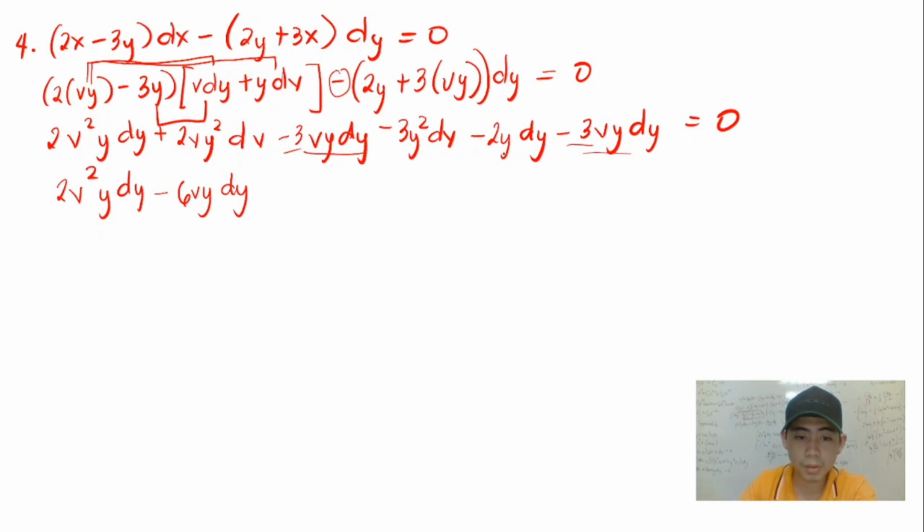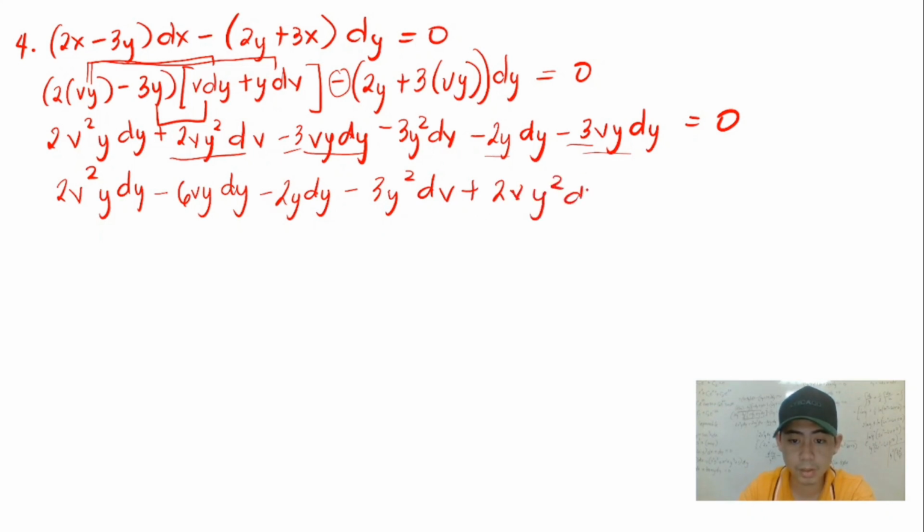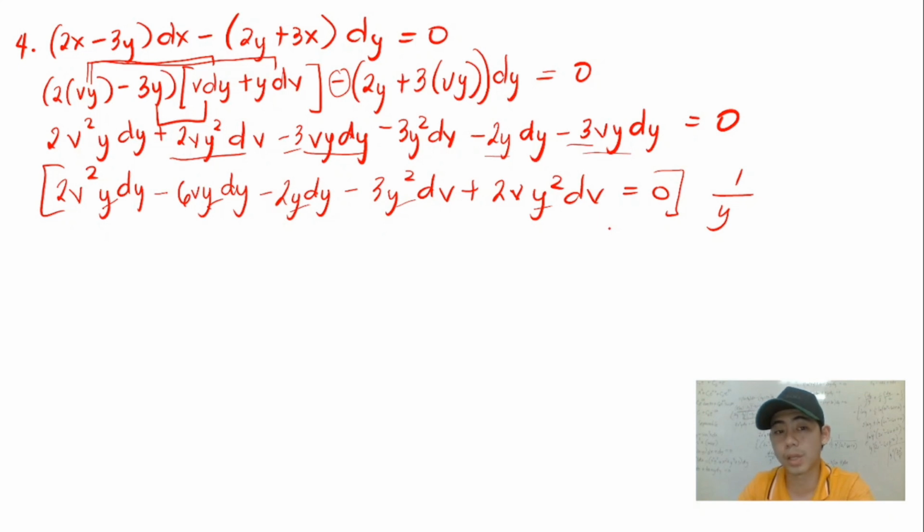Okay? Tapos, minus 2y dy mga lods. Okay? Tapos, minus 3y squared dv plus 2vy squared dv is equals to 0. Okay? So, kung mapapansin nyo, lahat ng term natin is merong y. So, merong y, lahat yan meron. Okay? So, para mas ma-reduce natin yung equation natin, divide the whole equation na lang sa y or multiply the whole equation sa 1 over y.